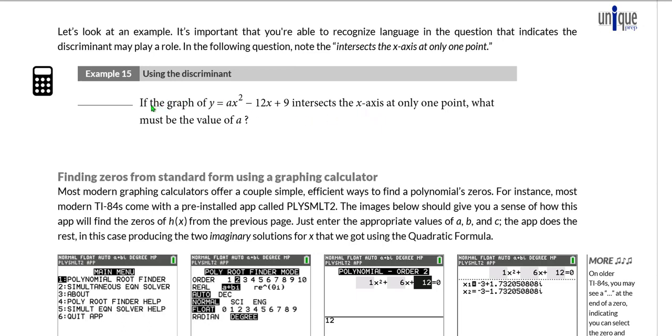In example 15, we have: if the graph of some quadratic function intersects the x-axis at only one point, what must be the value of a? Value of a is what they're asking. The key here is recognizing this phrase right here. Intersects the x-axis at only one point.